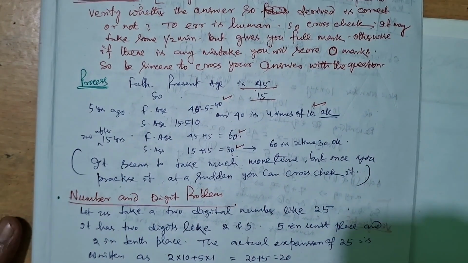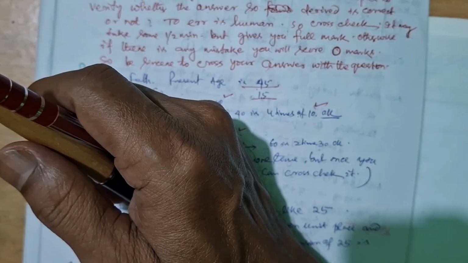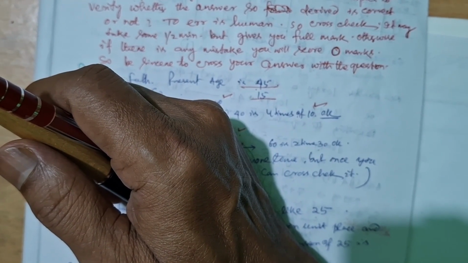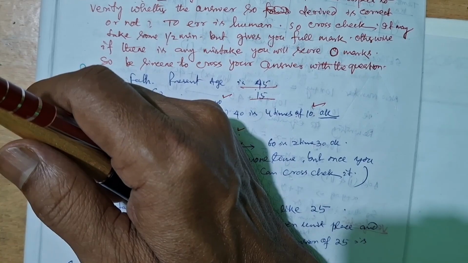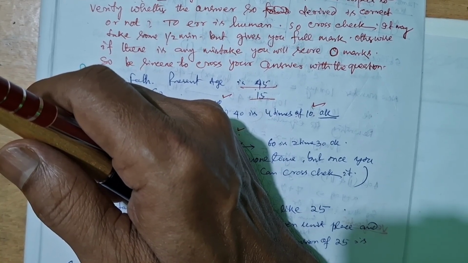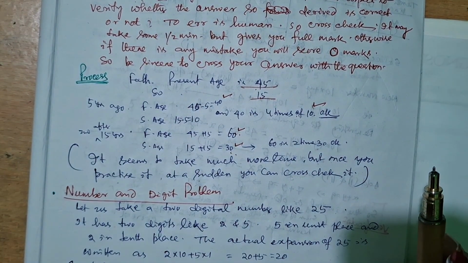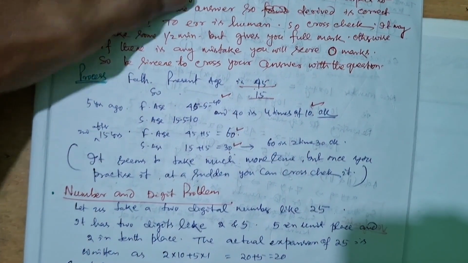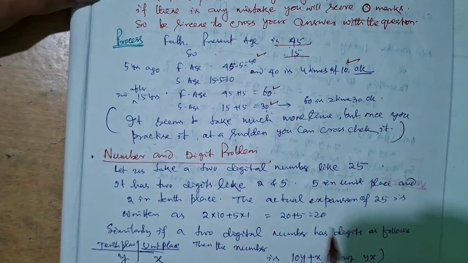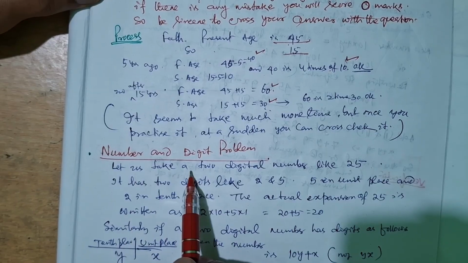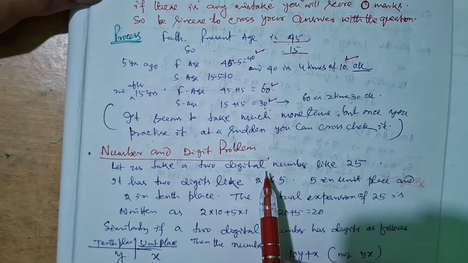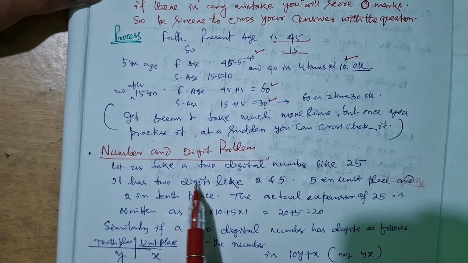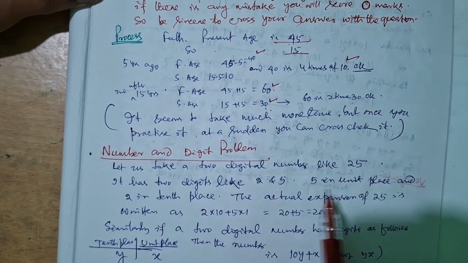Dear students, we will read some extra examples or problems on linear equations of two variables. So, we will now read about a number and digit problem. Let us take two-digit numbers. The question is, let us take a two-digit number like 25. It has two digits, 2 and 5.